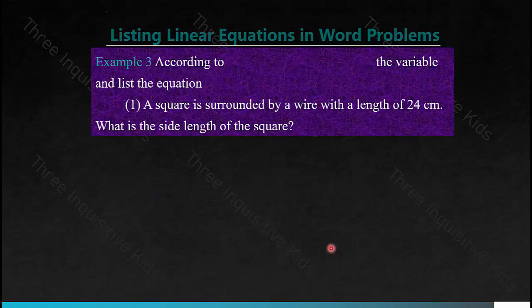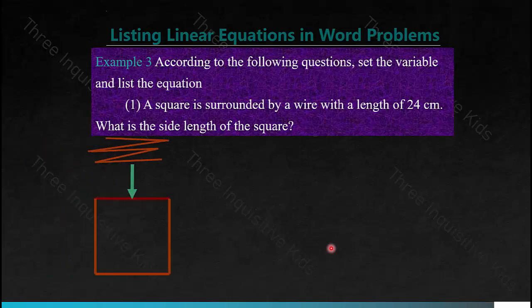Listing linear equations in word problems. Example 3. According to the following questions, set the variable and list the equation. A square is surrounded by a wire with a length of 24 centimeters. What is the side length of this square?